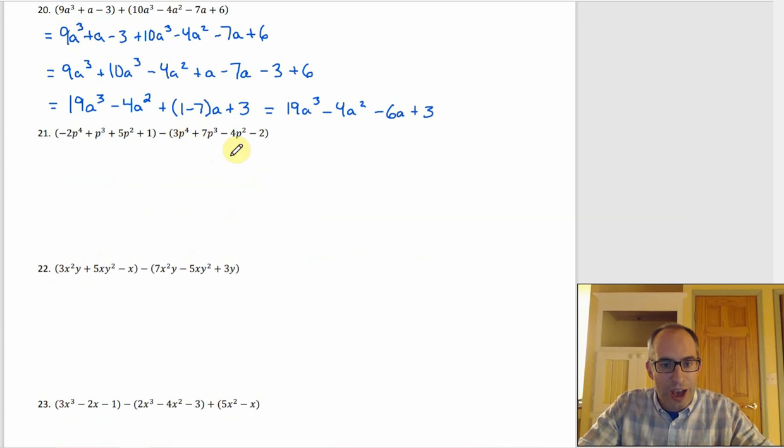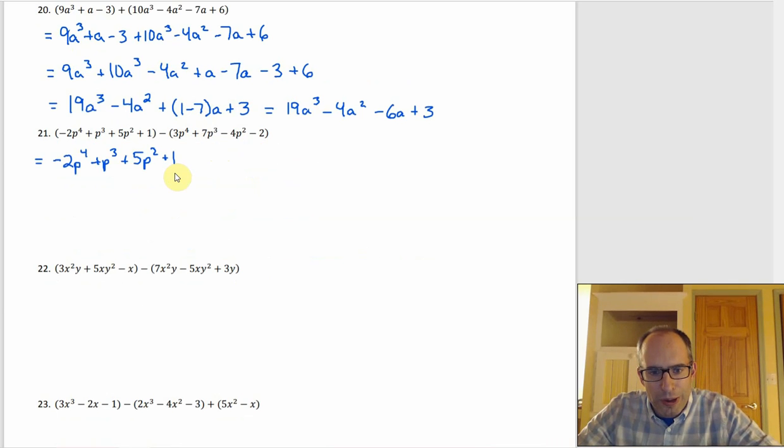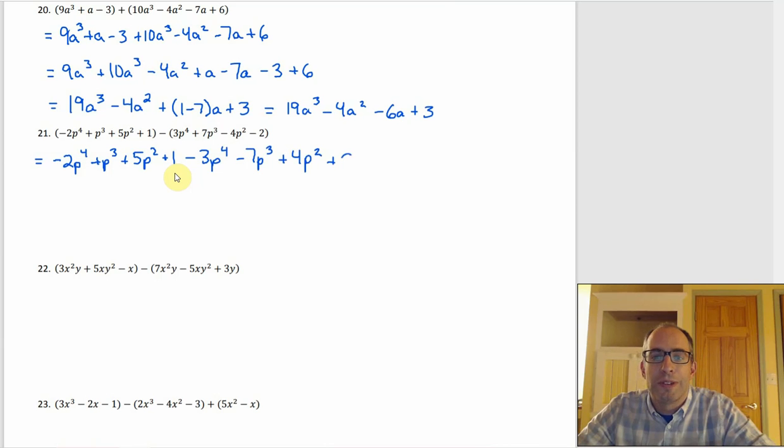For subtraction, I would say distribute that negative before you do anything else. So if you're going to subtract this first polynomial, you can just write it without the parentheses. So minus 2p to the fourth plus p to the third plus 5p squared plus 1. But then we got to distribute that negative. So then minus 3p to the fourth, then minus 7p to the third, then minus a negative 4p squared. So minus a negative would be plus 4p squared. And then minus a negative 2 you could write as plus 2, right? Because minus a negative will be a plus.